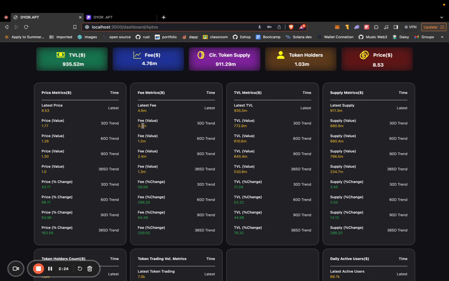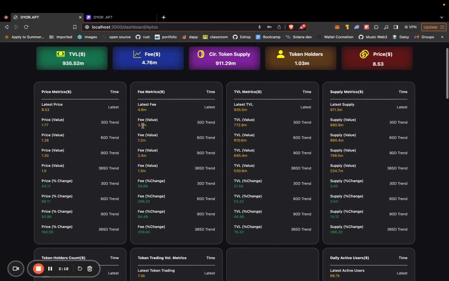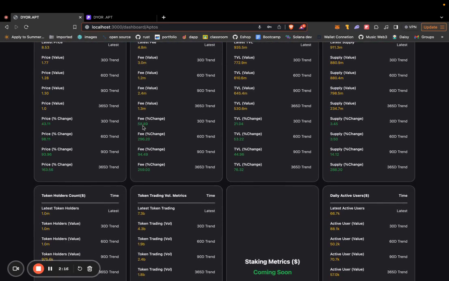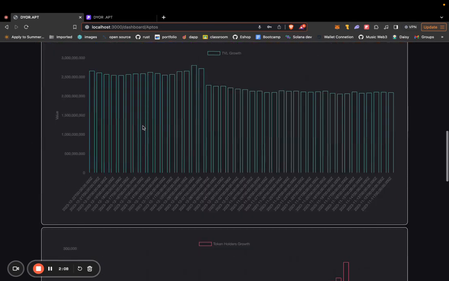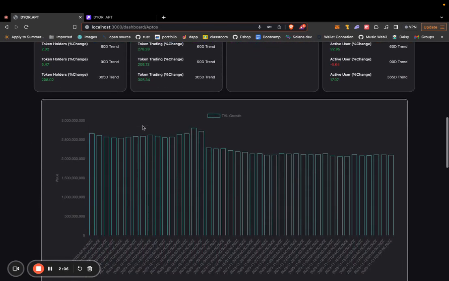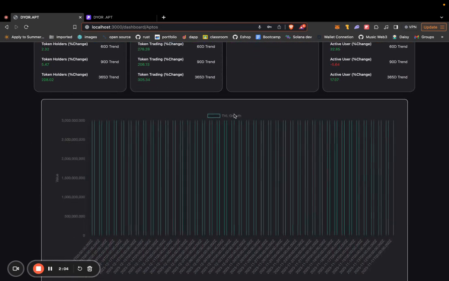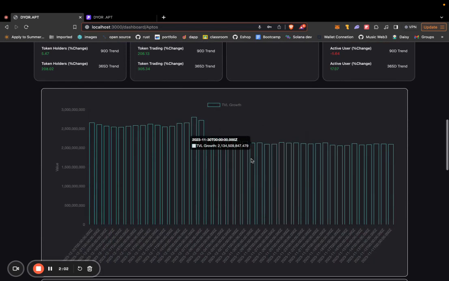So you can see the latest, and 30 days trend, 60 days, 90 days, 365 days. So all the trends are there, and these are the eight metrics right now. So we are taking the data from different platforms, making them a single entity on MongoDB, then fetching it on this platform.